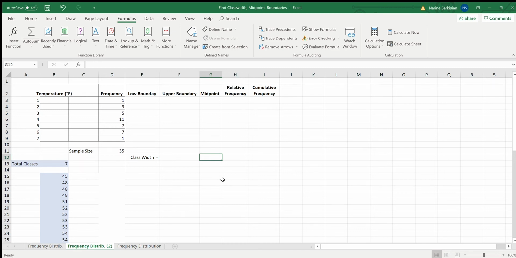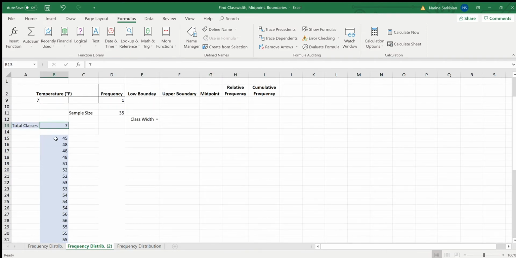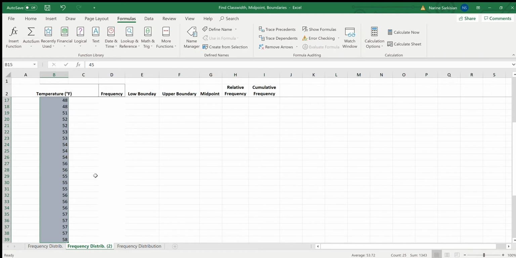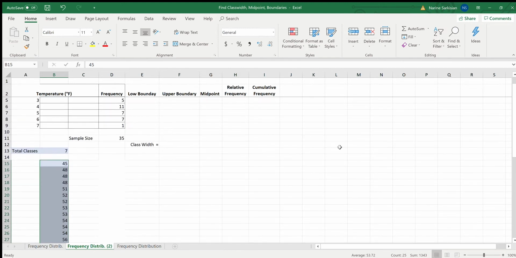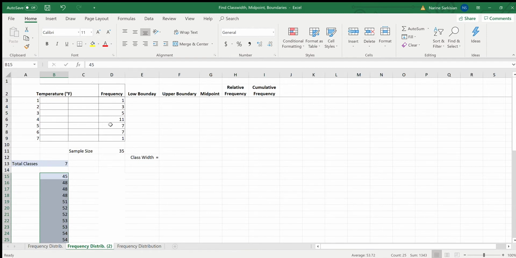Okay, in this video I'm going to work with frequency distribution. So what is given? Total amount of classes, it's 7, and raw data. I have already sorted it in ascending order, but if yours is not, you are going to go here, click on sort, and you choose A through Z, okay? So it will go from smallest to the highest. So we are going to find classes and then frequency, low boundary, upper boundary, midpoint, relative frequency, and cumulative frequency.